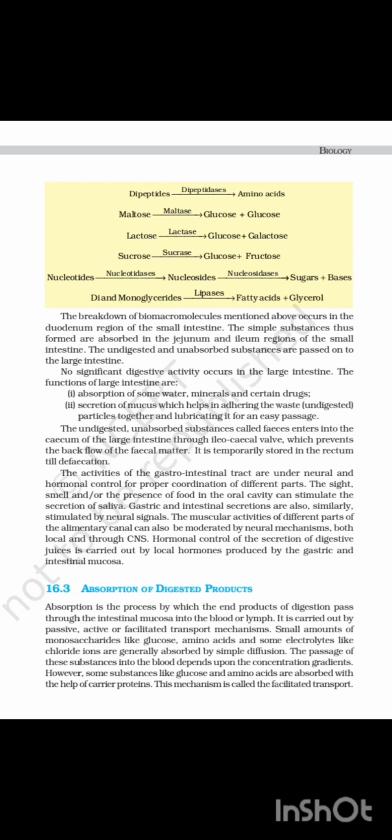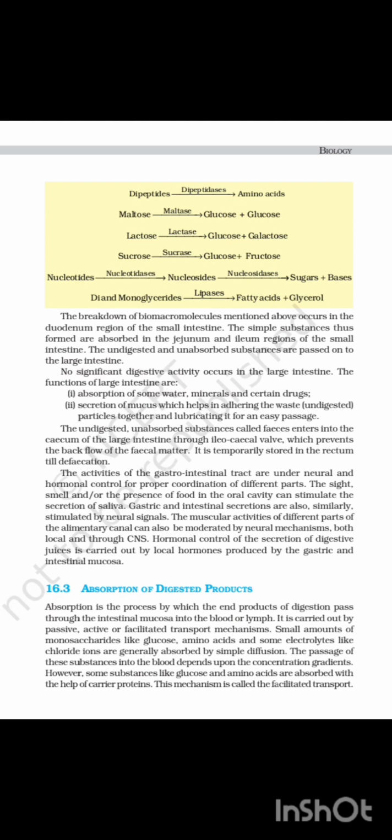16.3 Absorption of digested products. Absorption is the process by which the end products of digestion pass through the intestinal mucosa into the blood or lymph. It is carried out by the passive, active or facilitated transport mechanism. Small amounts of monosaccharides like glucose, amino acids and some electrolytes like chloride ions are generally absorbed by simple diffusion. The passage of these substances into the blood depends upon the concentration gradient.